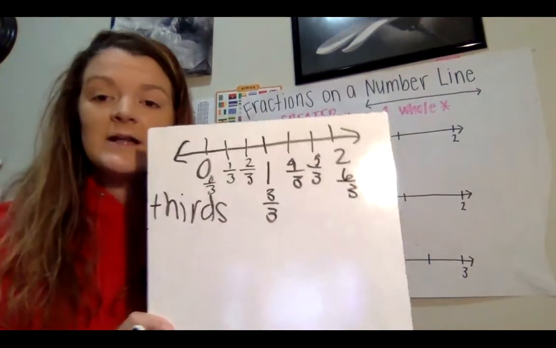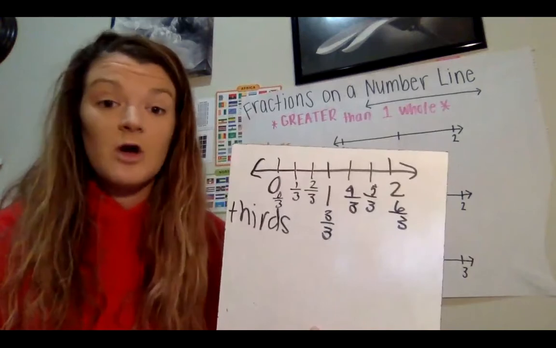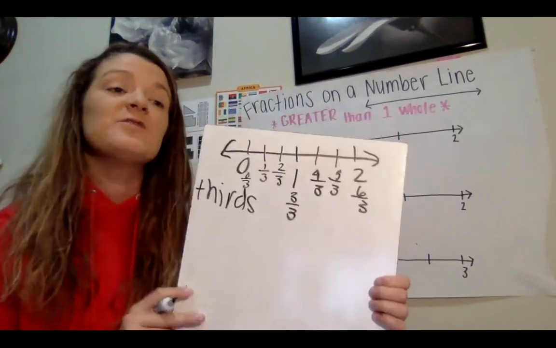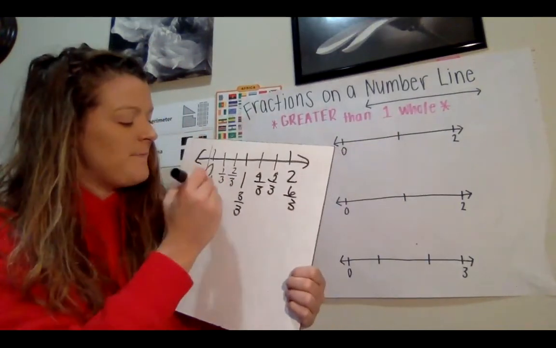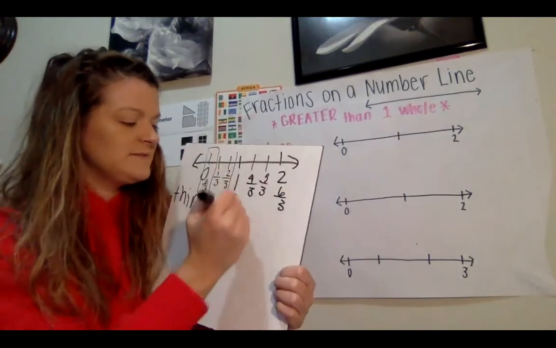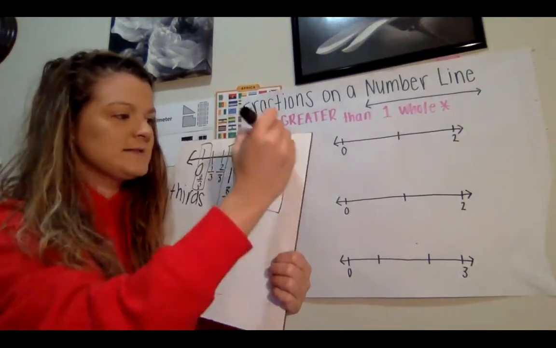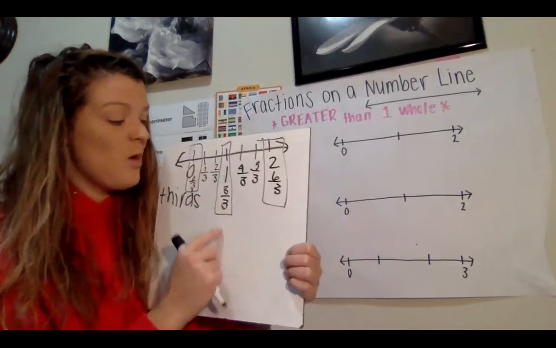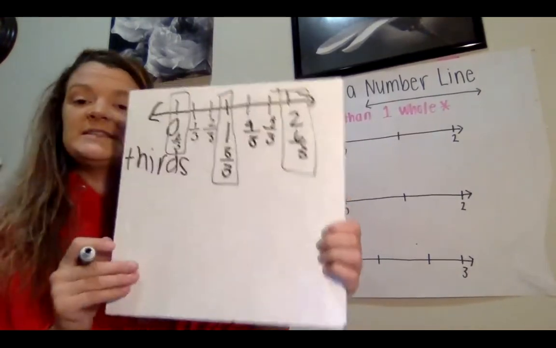And notice how when I got to a whole, I didn't stop counting on. I just kept going. And then if you remember, something we always did in class was we would box our whole numbers. So we should box 0, which is 0 thirds, 1, which is 3 thirds, 2, which is 6 thirds.